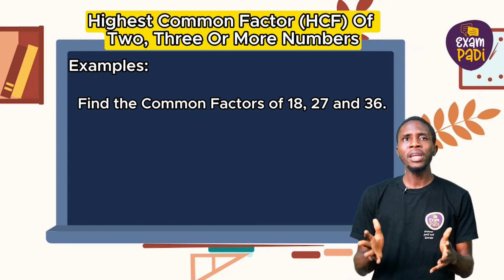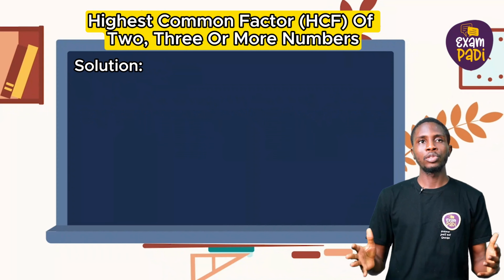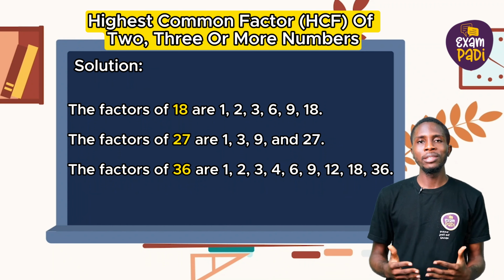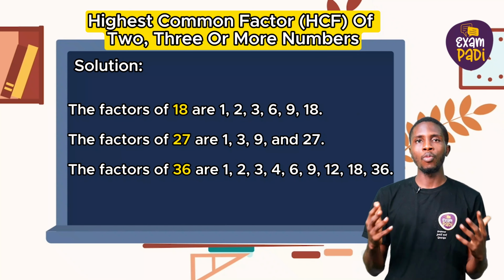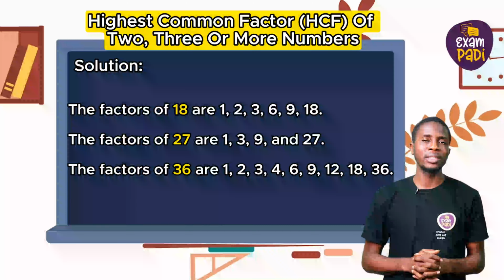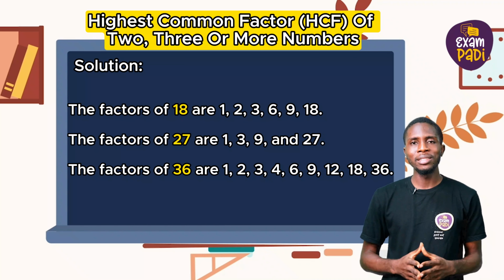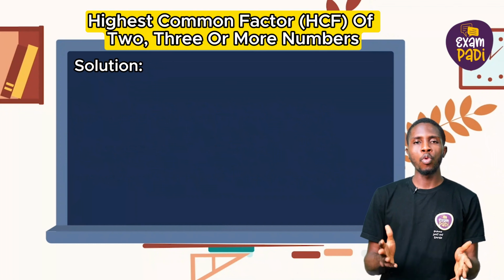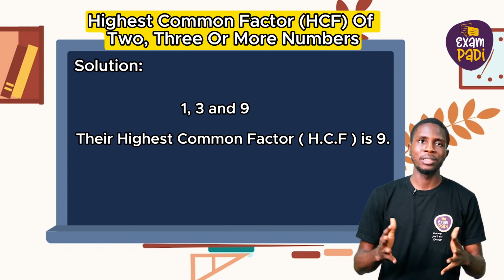Example 2. Find the common factors of 18, 27, and 36. Solution. The factors of 18 are 1, 2, 3, 6, 9, and 18. The factors of 27 are 1, 3, 9, and 27. The factors of 36 are 1, 2, 3, 4, 6, 9, 12, 18, and 36. Their common factors are 1, 3, and 9. Thus, their highest common factor is 9.